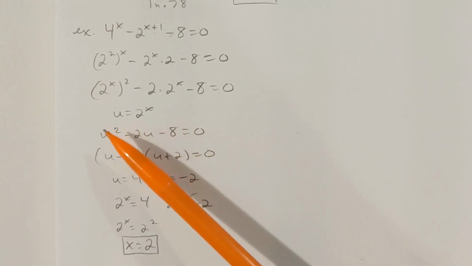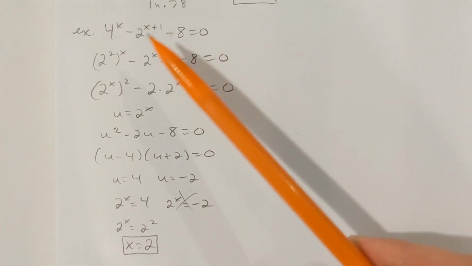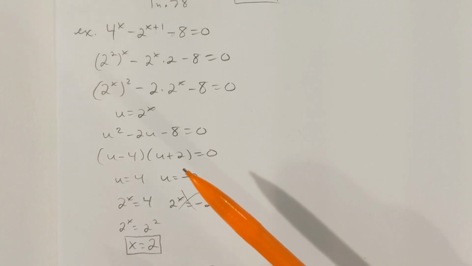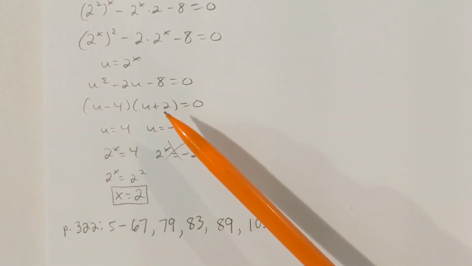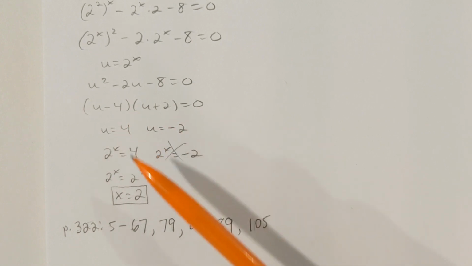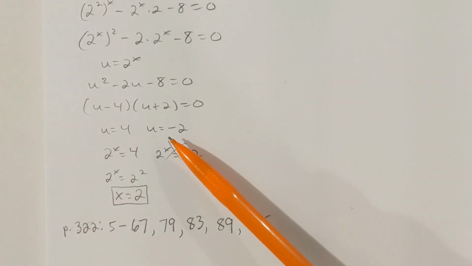And at this point I can see more clearly now that I actually had a quadratic. It was a quadratic all along, it's just kind of hidden in disguise a little bit. But knowing that I've got a quadratic means that the next thing I want to do is factor. Here would be the factored form, and when you set the factors equal to 0 and solve, you get u equal 4 or u equal negative 2.